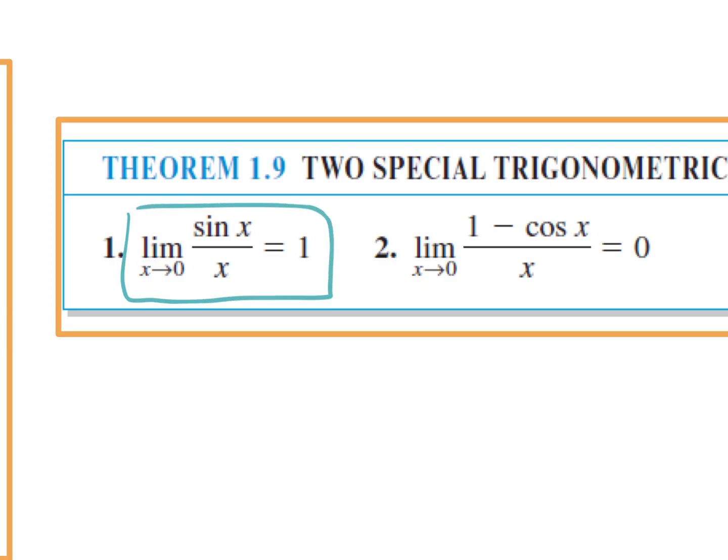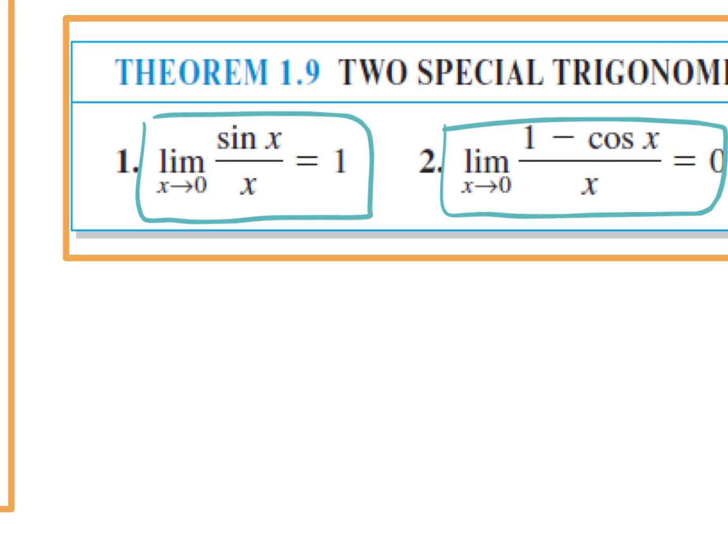So the limit as x approaches 0 of sine of x over x is equal to 1. And the limit as x approaches 0 of 1 minus cosine of x over x would equal 0. Now if we had a calculator, we could find these out. We could work them out mathematically and show the work of how or why these are, but the easiest thing would be just to memorize them. These are two special trig limits that you got to memorize.